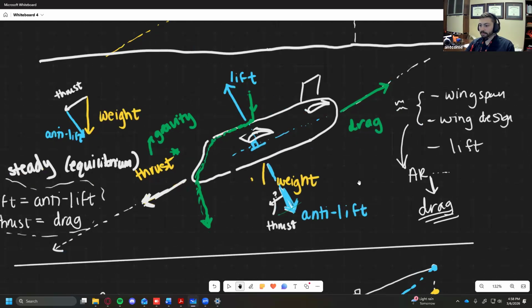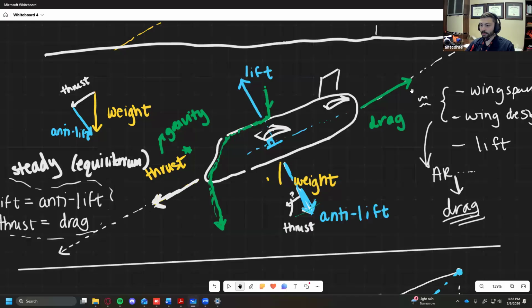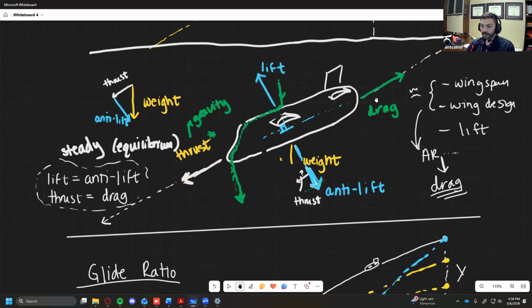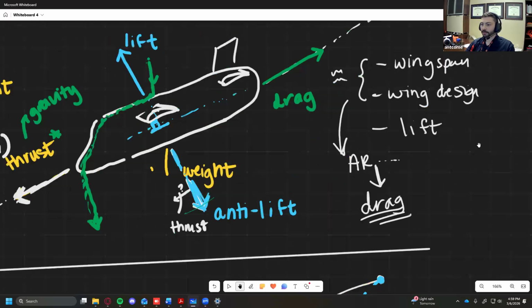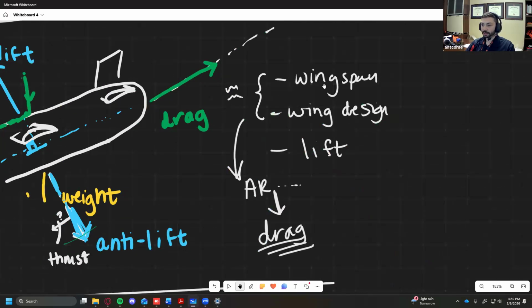So hopefully that makes a little bit of sense the way I've described that, but we want to minimize drag. So minimizing drag is our goal, and one of the ways that we can achieve it is exactly what you guys mentioned. Wing design, wingspan, aspect ratio, these different aspects, which also do influence lift, which does matter, definitely.